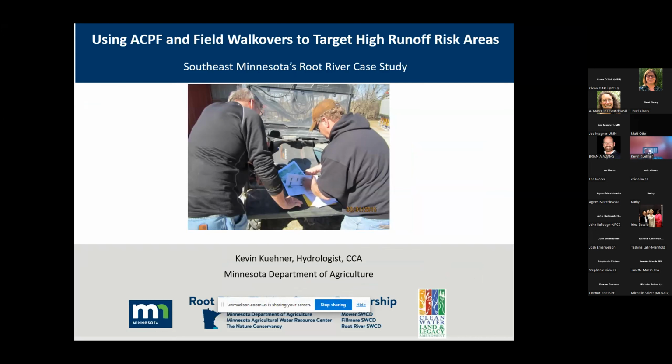And to follow up on Joe's presentation, this is a little bit different in terms of our approach, especially the scale that we're working at, and I'll touch on that. Our approach was more of a one-on-one approach in these small targeted watersheds, and I'll explain how we used field walkovers along with ACPF to start the conversation with farmers and landowners about targeting specific areas on their farms that we consider to be high runoff risk areas.